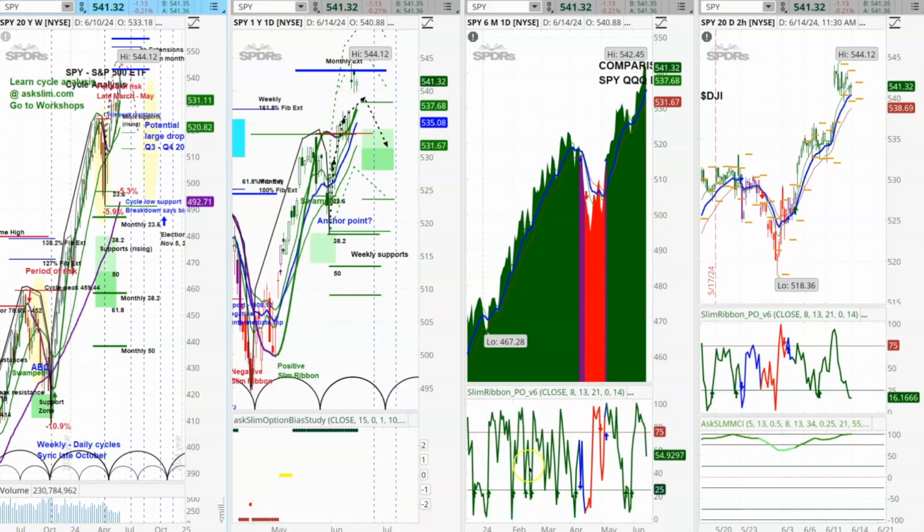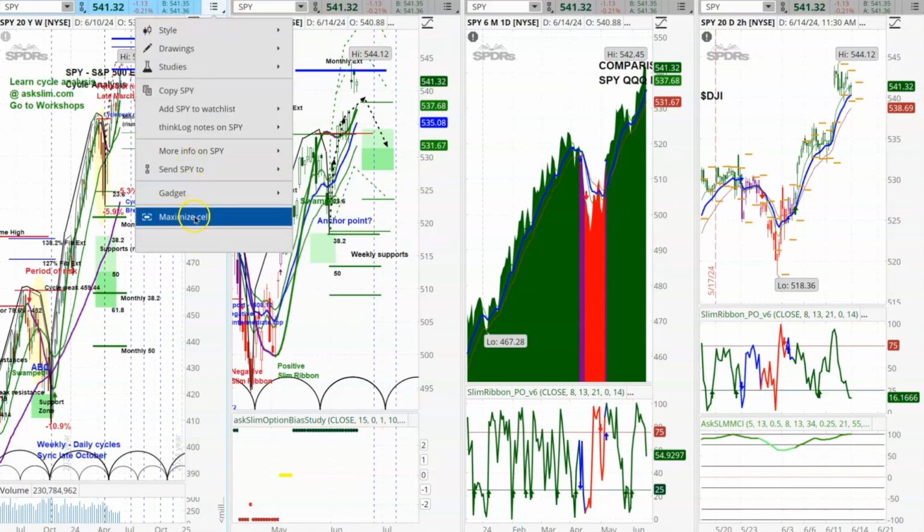This is the SPY, S&P 500, weekly, daily, a daily with our momentum indicators here, and a 2-hour chart. I always look at this multiple time frame information because it's important, because it has our option bias study on there, our slim ribbon PO on there, and our market condition indicator on there. A great way to have our proprietary Level 4 studies up on your screens, and I think this is extremely valuable, and I'll show you why.